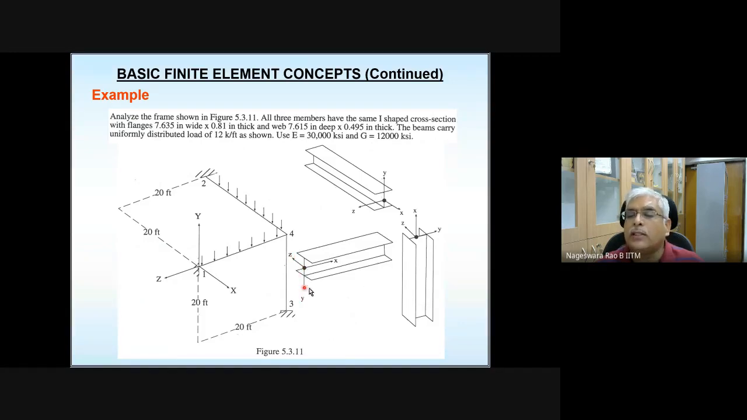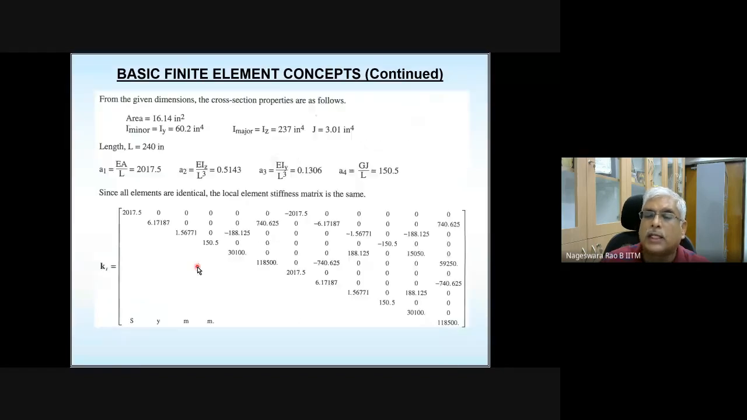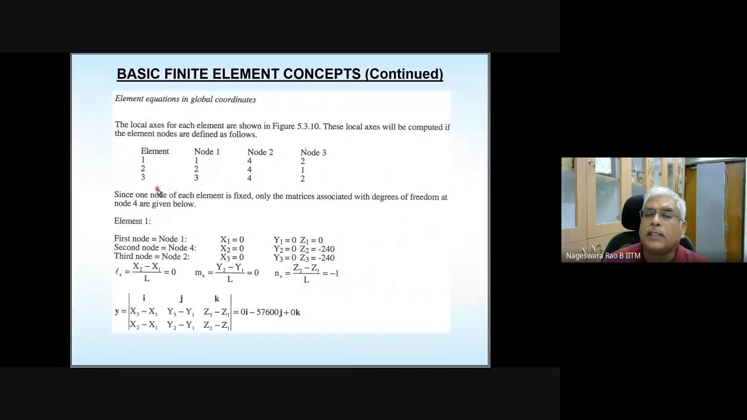To get those unit vectors, we need to identify for each of the elements a third node. What is the third node? That is what is written here. What I suggest is you need to make a note of it, because when I flip over these slides, it will be difficult for you to follow. So please take a note of this. That is what is written here.